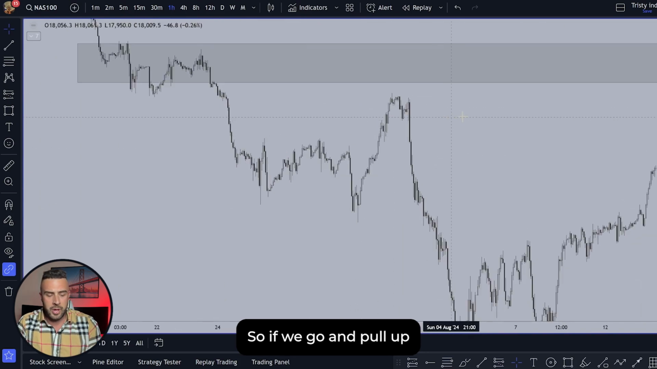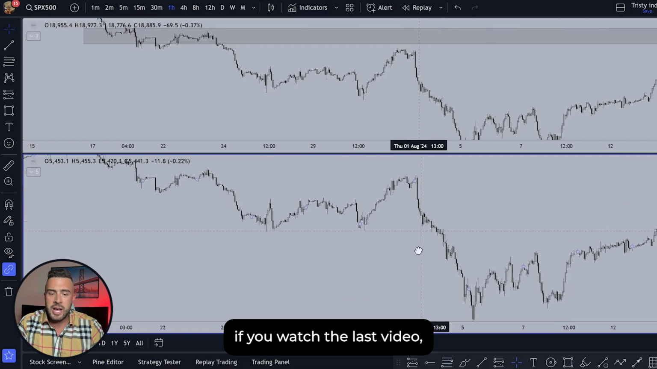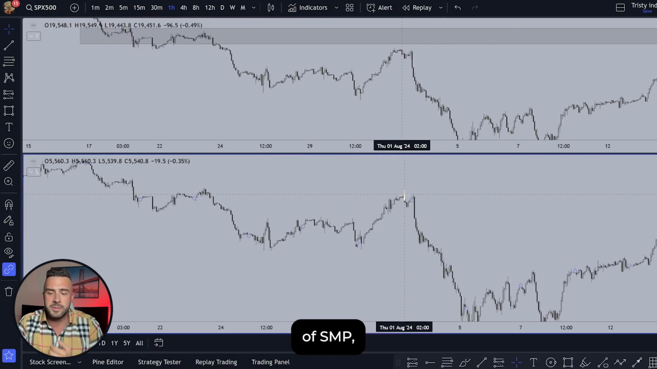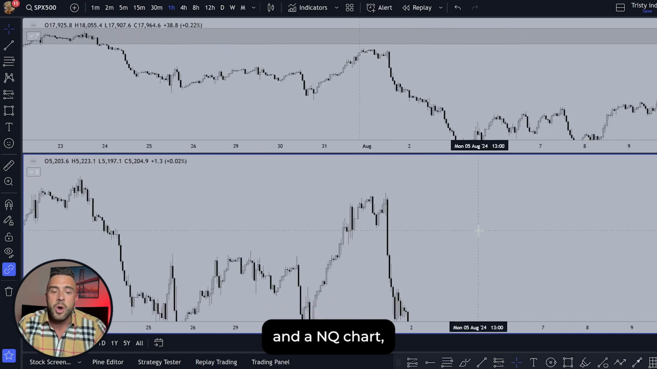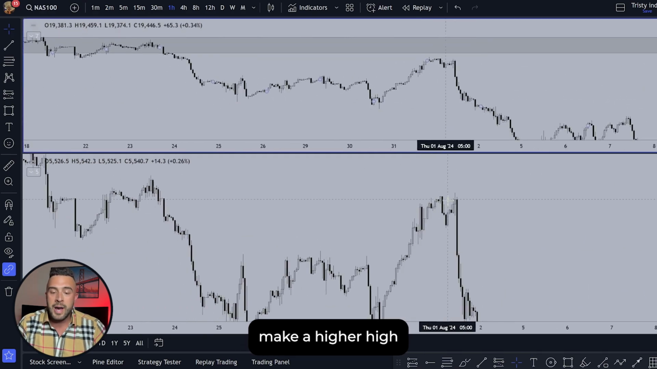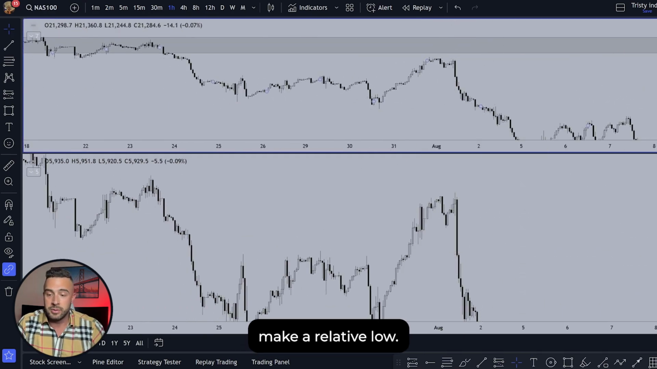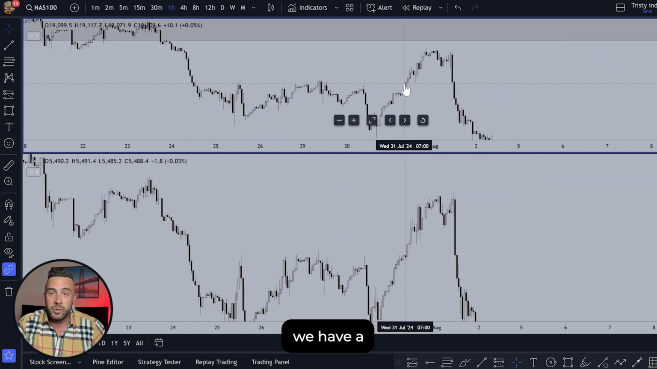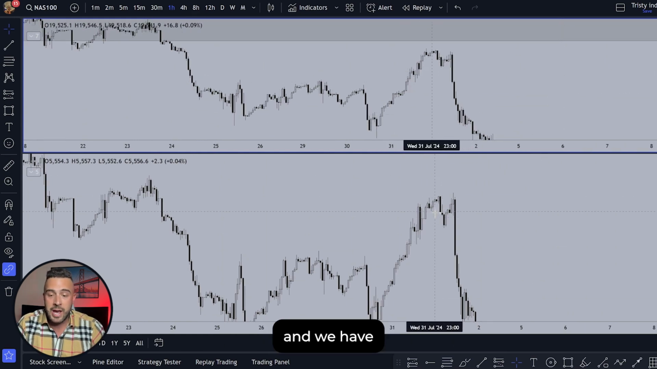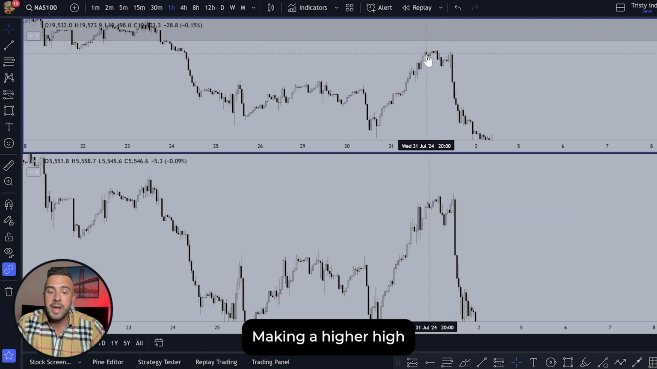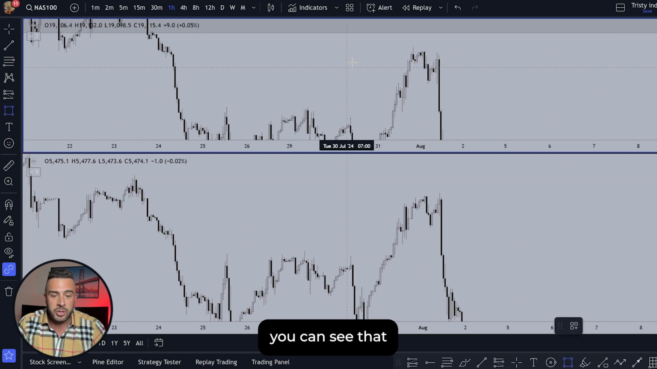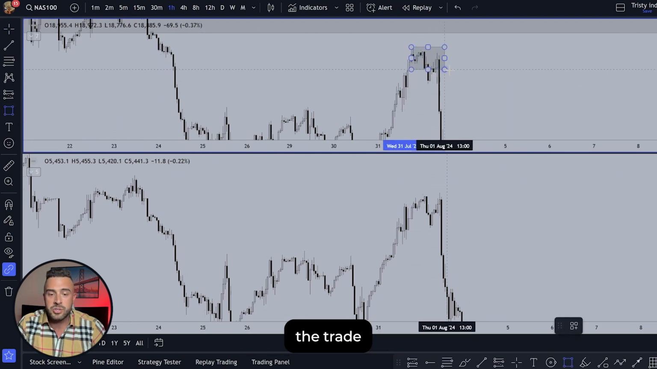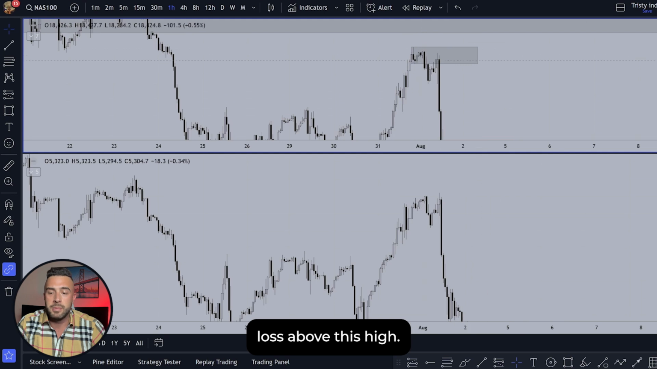If we pull up the old chart from the last video, when you have an example of SMT with an ES chart and an NQ chart, what we want to see is one make a higher high and the other make a relative low. So we have the 4-hour shark fin, we have a massive level of resistance, and what do we have right here on ES? We have ES making a higher high and NQ failing to make a new high. If you watched the last video, you can see the best place to take the trade would be right here, with your stop loss above this high.